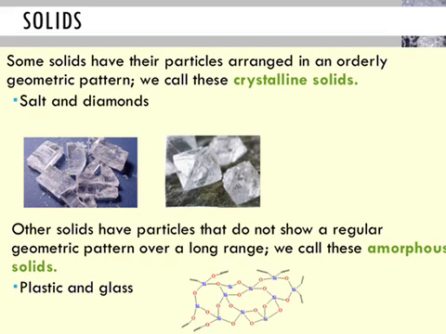All right, so this is still one of the introductory slides, and the third lecture in Chapter 11 will go over solids in more detail, but just to introduce. There are 2 basic categories of solids. There are crystalline solids, which are the beautiful ones to look at. Salt and diamonds are the examples given here.